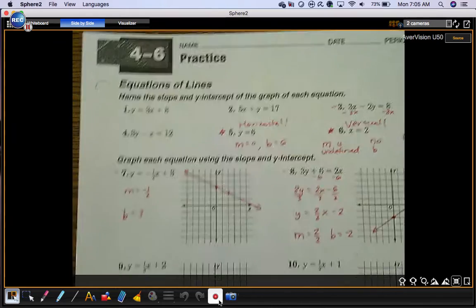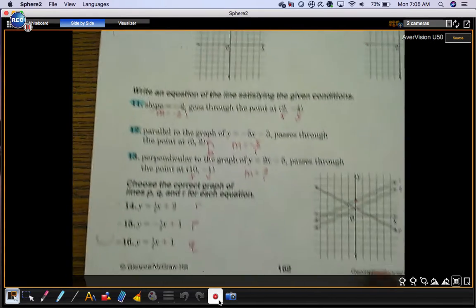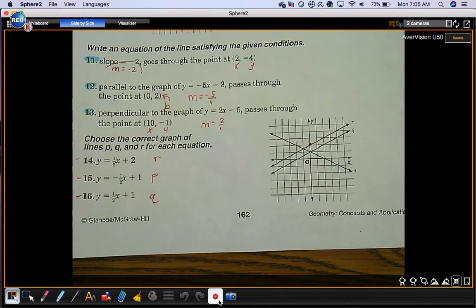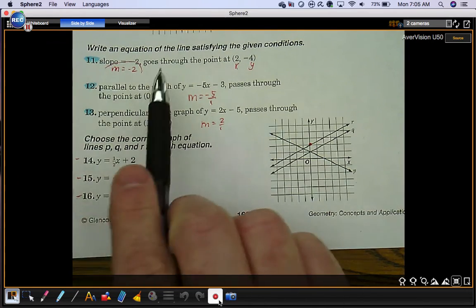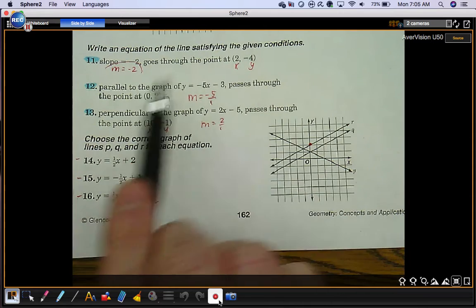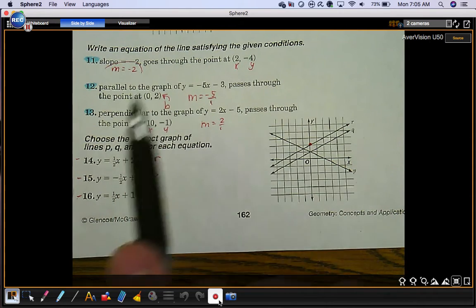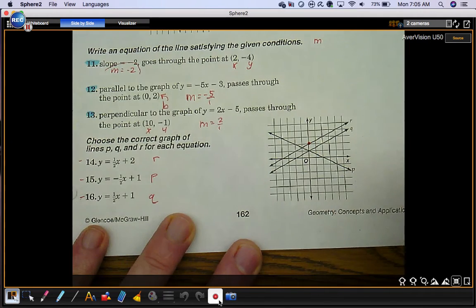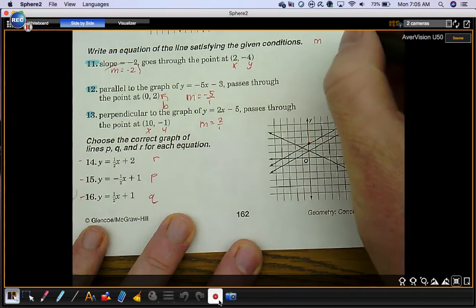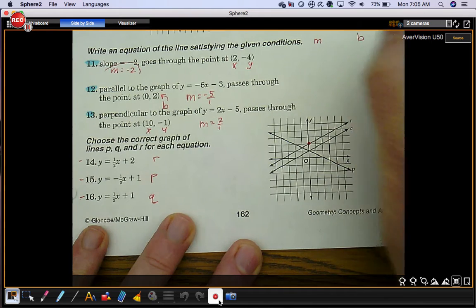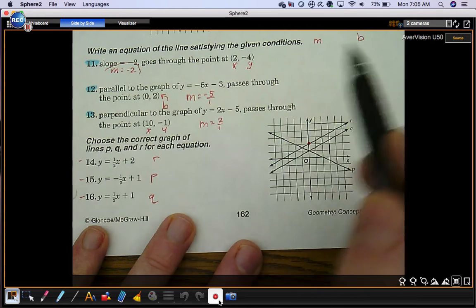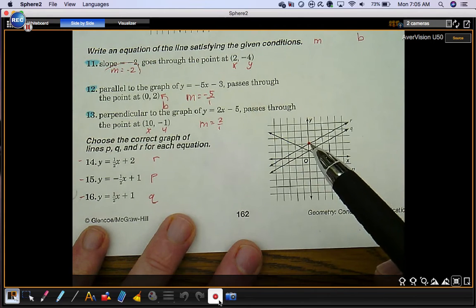This is the practice page for section 4.6. We're going to look at numbers 11 through 13. We're going to write an equation of a line that satisfies the given conditions. When you write an equation of a line, you need two things. You need a slope and you need a y-intercept. If you have both of these things, then you can write the equation of the line.